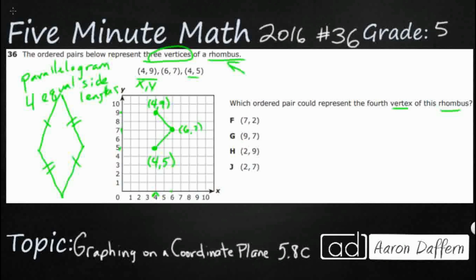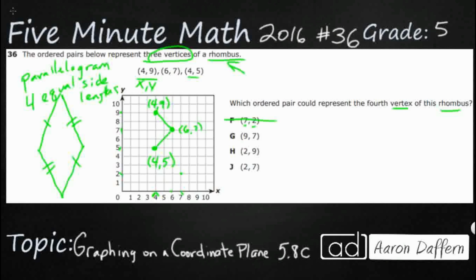Let's just see what some of these options are. My first option is (7, 2). So there's my 7. There's my 2. I'm going to put a little tiny dot right there. Well, that is not going to make a shape. That would make a zigzag line. So it is definitely not going to be (7, 2).